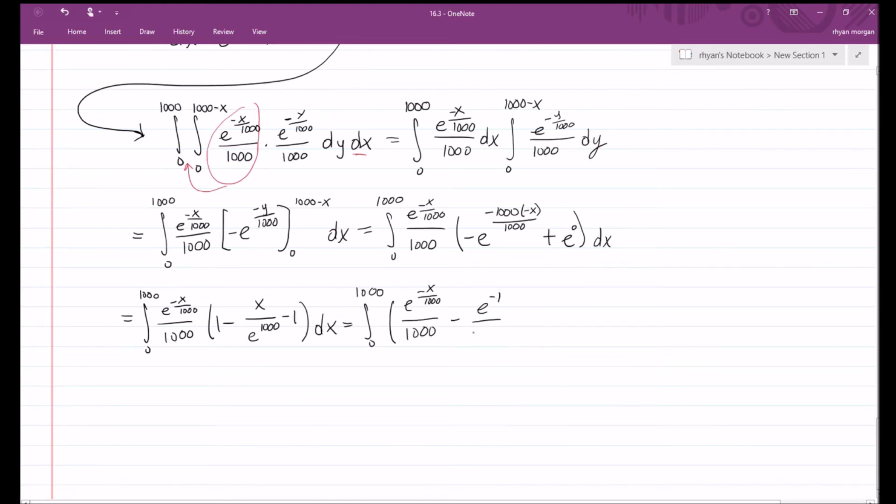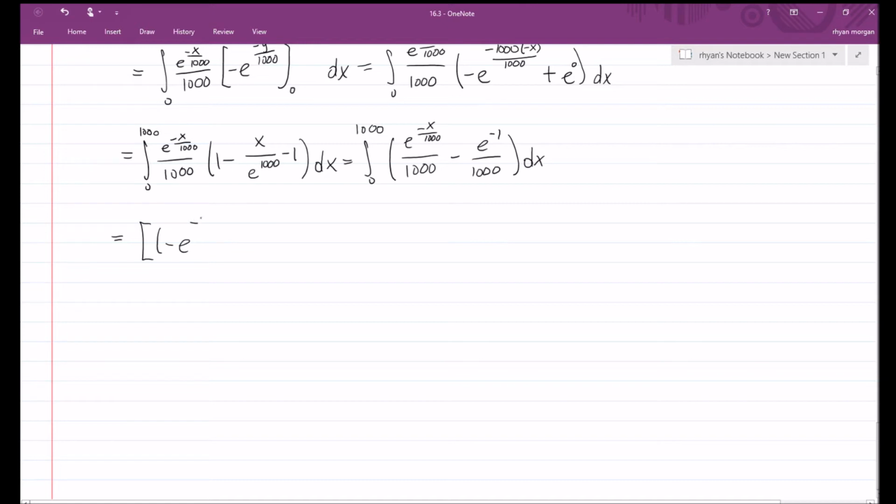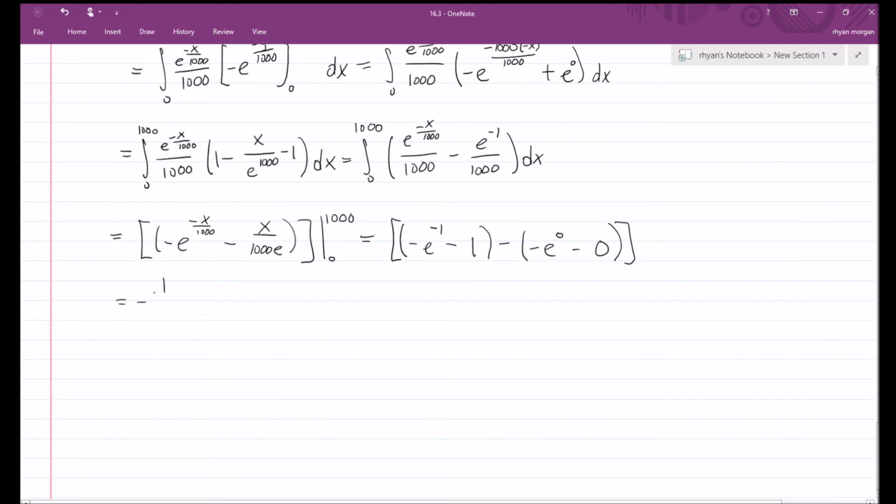minus e to the negative 1 over 1,000 times dx, and that is equal to negative e to the negative x over 1,000 minus x over 1,000 e to the negative 1, evaluated at 0 and 1,000, which is equal to negative e to the negative 1 minus 1 over e, minus negative e to the 0 minus 0, which then gives us 1 over e minus 1 over e plus 1, which then gives us 1 minus 2 over e, or e minus 2 over e.